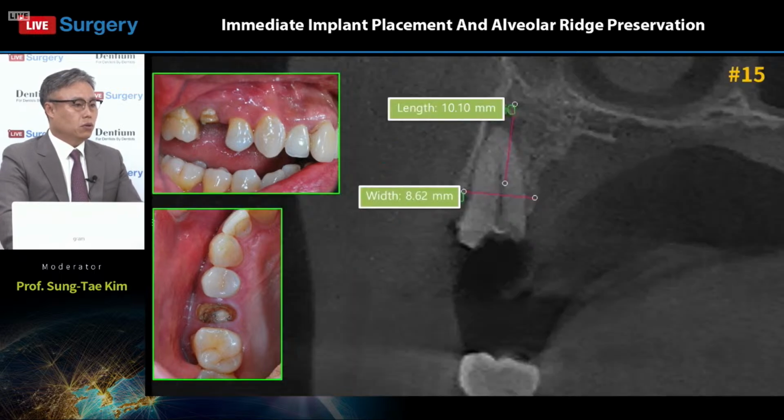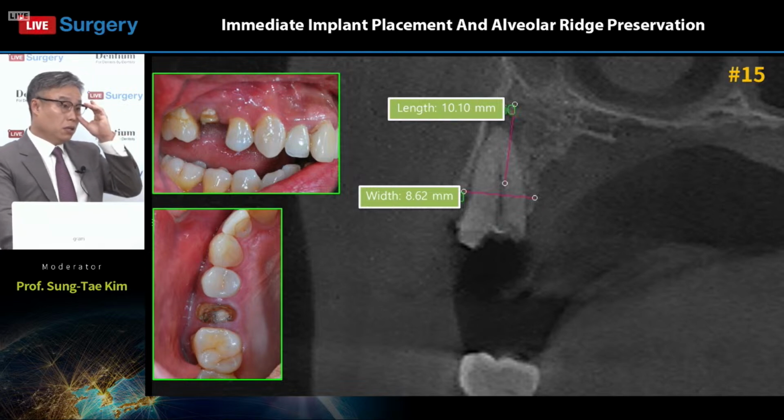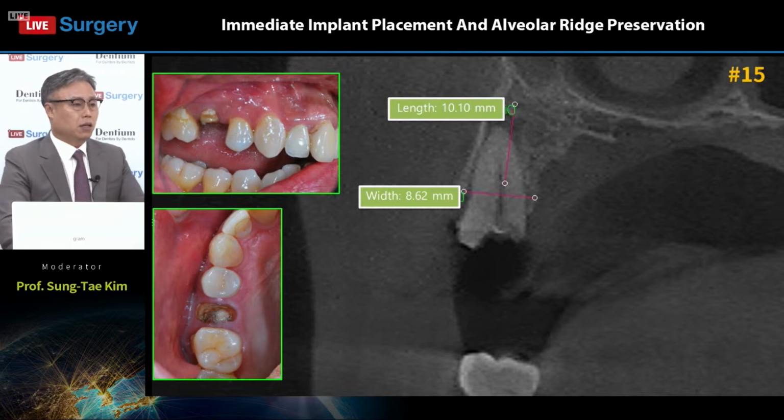It was measured through the cone beam CT, and we had the proper length beyond the apex of the root. There is pretty much bone. If there is not enough primary stability, we could use some bone beyond the apex of the root. Therefore, we don't have any problem getting primary stability. The width of the bone is 8.62 millimeters. Considering a 2mm safe zone on the buccal side and palatal side, I don't think there is any problem placing a 4mm diameter implant there.